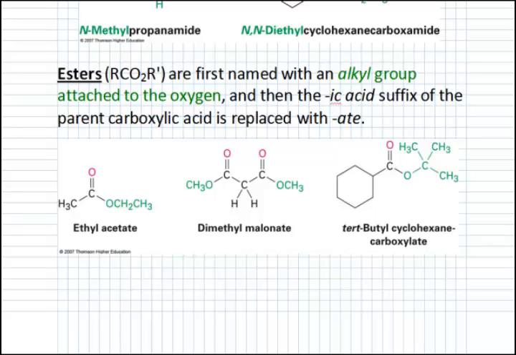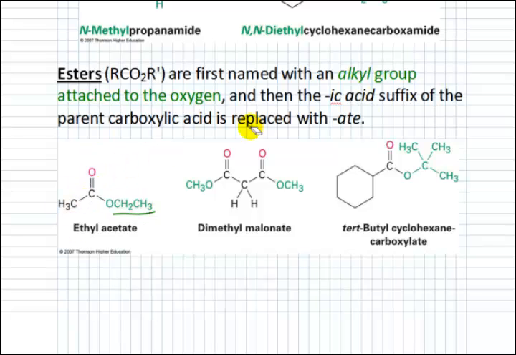If I have an ester, that's a C double bond O OR functional group. So what we do is identify first the alkyl group that's attached to the oxygen. That's separate from the carboxylic acid that it originally came from. This one here came from acetic acid. This ethyl group over here was not in the original acid. So this came from acetic acid originally.